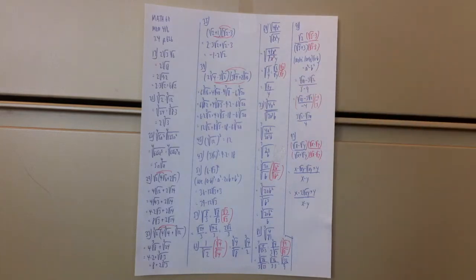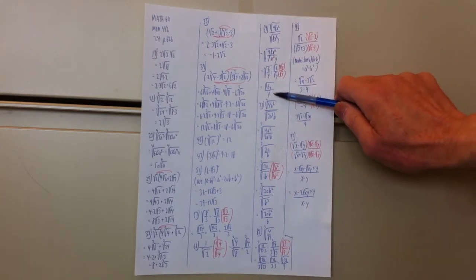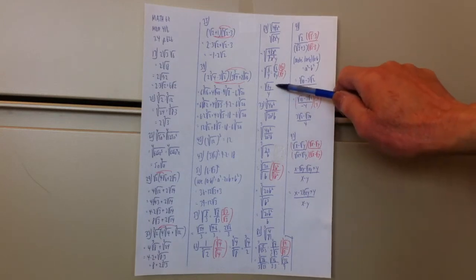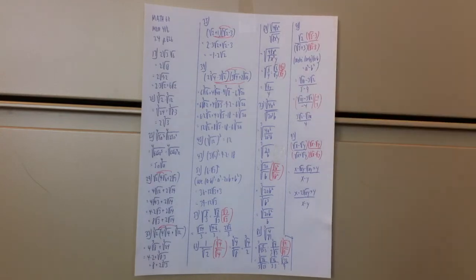So I leave it like so, and in case you're wondering, can I cancel this y with this y, the answer is no, because again, you don't mix up inside with outside. So this y is inside the radical, this is outside the radical, they cannot be combined or canceled in any way, shape, or form.